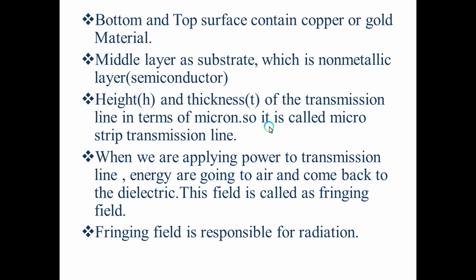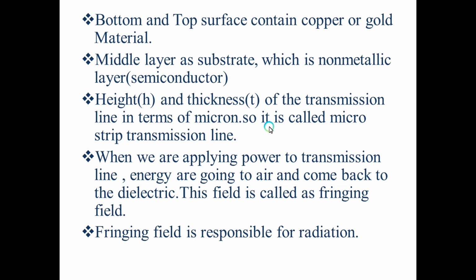Why are we using copper or gold? Because copper and gold are good conducting materials, and they will radiate more fringing fields. But nowadays we are using only copper, not gold, because of cost effectiveness. Compared to gold, copper is very low cost.